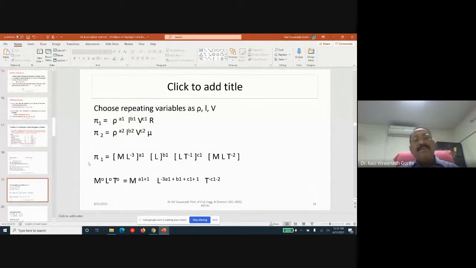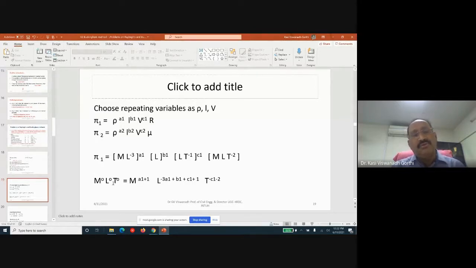Left hand side, pi 1. What is pi 1? It's a dimensionless term. So M to the power 0, L to the power 0, T to the power 0 is equal to, grouping all the terms, M to the power A1 plus 1, L to the power minus 3A1 plus B1 plus C1 plus 1, T to the power minus C1 minus 2. Now, compare the powers of the like terms. If you compare M and M here, M on the left hand side, M on the right hand side, here the power is 0, here the power is A1 plus 1.